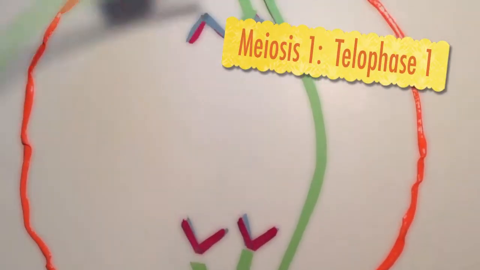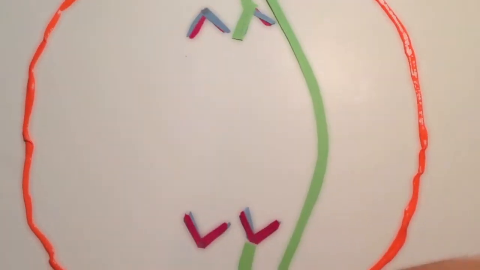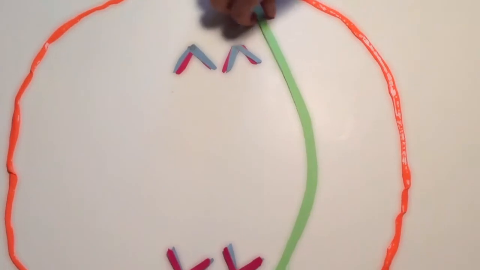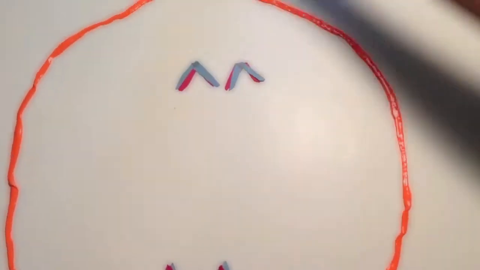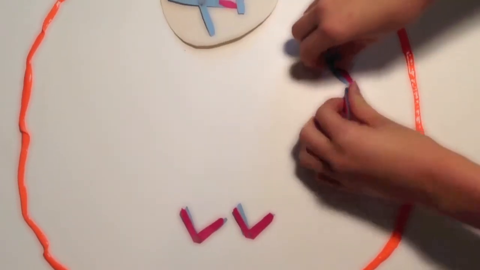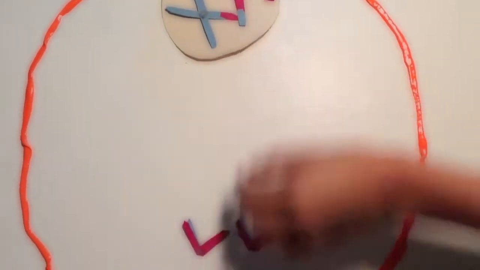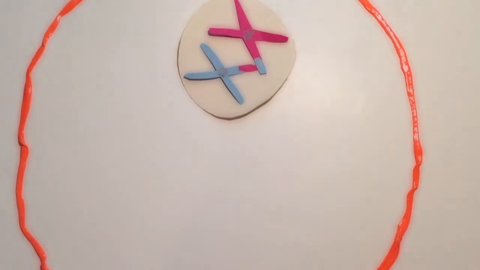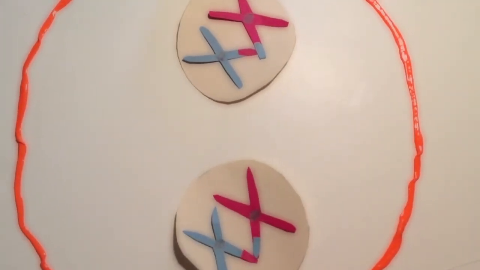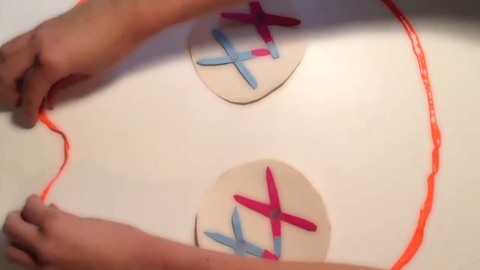Telophase 1. The spindle fibers and centrioles are no longer needed, so they dissolve and the cell starts to pinch, causing a cleavage furrow. Then, a nuclear membrane reappears around the sister chromatids.